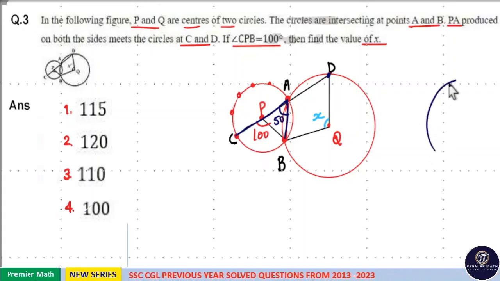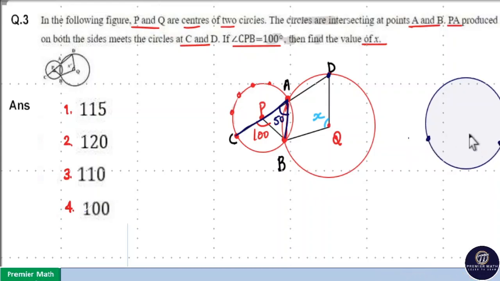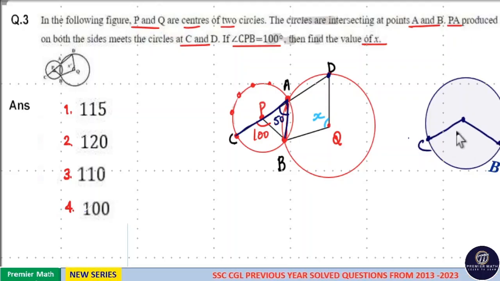Here, this is a circle and arc CP creating an angle with the center. If it creates an angle of 100 with the center, then the same arc can create half of 100, that is 50 degree, at any point on the circumference.